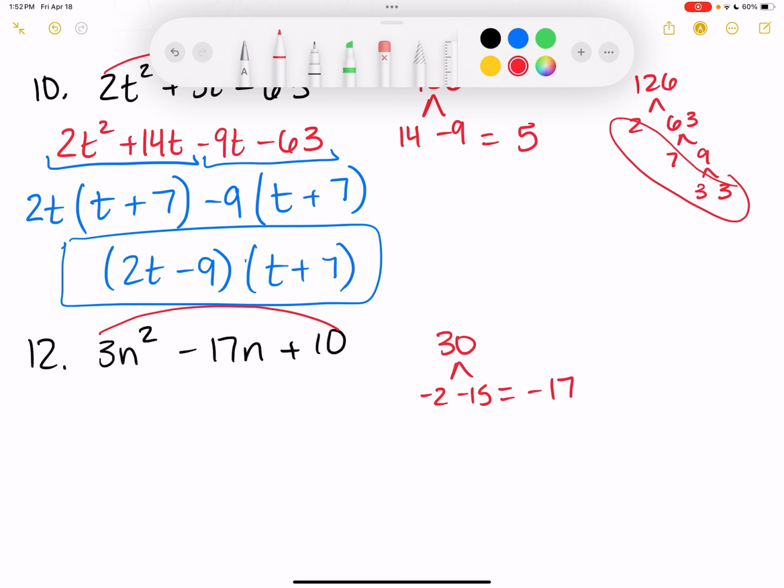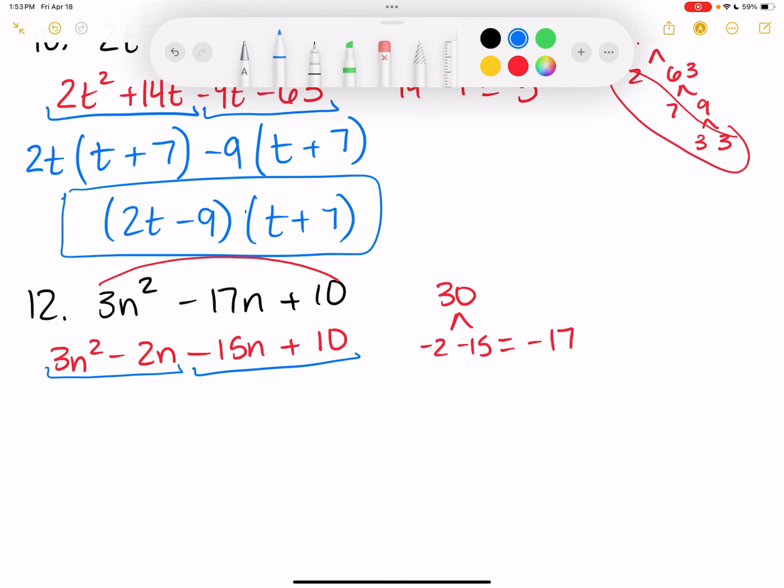Now, this is another one where I might swap these so that I have the even number with the even number, odd number with the odd number, but I'm actually going to do it the other way this time, where I leave them in this order that I wrote them, just so that we can see another way. So I've got 3n squared minus 2n minus 15n plus 10. So I'm grouping the first two, grouping the last two. What can I take out of my first group? Yep, just an n, and that leaves me with what in that group?